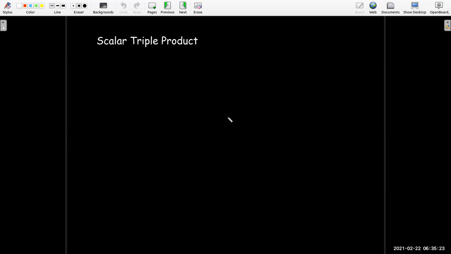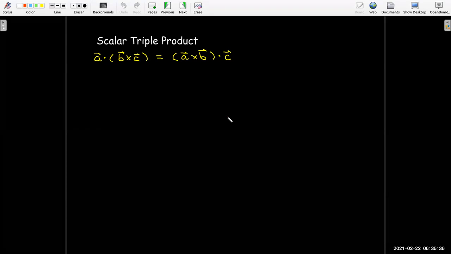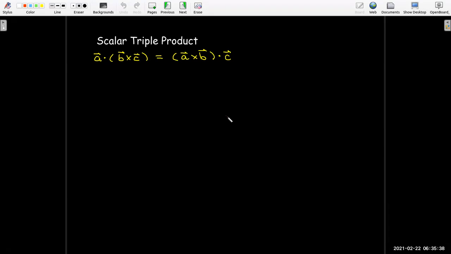So what happens if you take the cross product of two vectors and then dot the result with a third vector? That's called the scalar triple product, or sometimes just the triple product. Now, what's interesting is that if you take B cross C first and then dot it with A, you get the same result if you take A cross B and dot it with C.